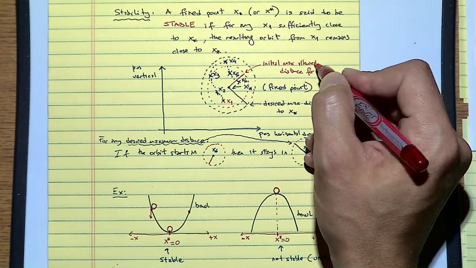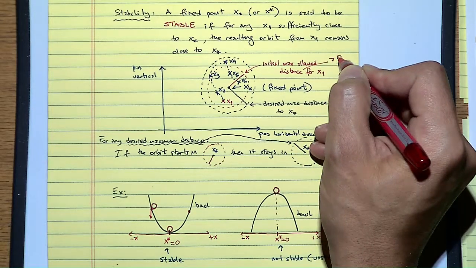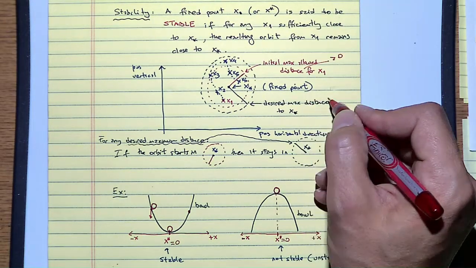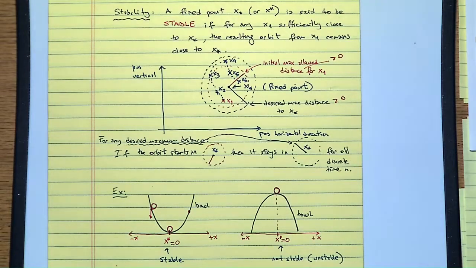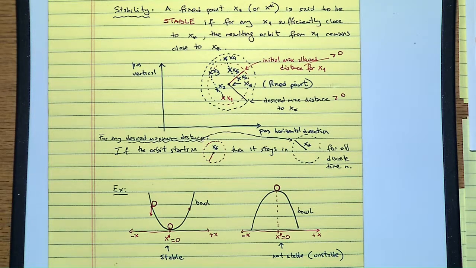So this distance will need to be larger than zero to make sense, and this desired max distance larger than zero for it to make sense. On the second one, is it unstable because the first one's stable since no matter which point you pick far away from zero, it still converges to zero? But on the second one, if you pick a point even a little bit away from zero, it falls to either side. Is that why it's unstable? Because it doesn't converge to zero on the second one.